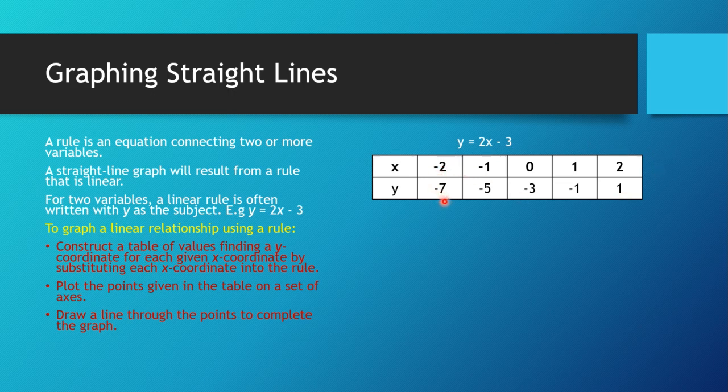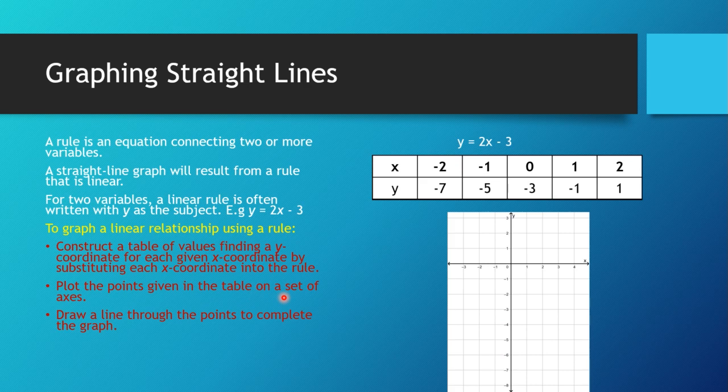I now have all of my coordinate pairs, and the next step is to plot the points on a set of axes. So here's my set of axes. First of all, I will plot -2, -7. So the x value comes first, -2, then go down to -7, and there's my point. -1, -5, -1, down to -5, and similarly for the others. 0, -3, 1, -1, and 2, 1.